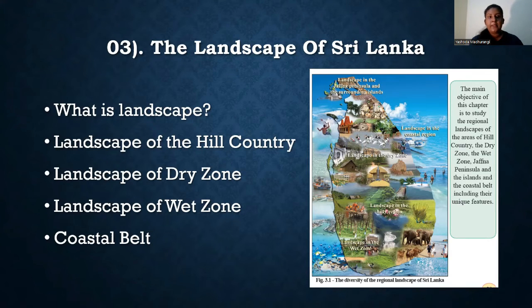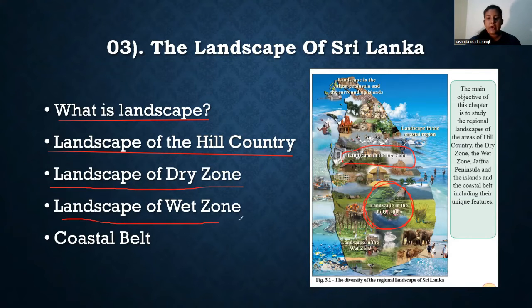So in this unit number 3, you can learn what is landscape. Look at the first point. You can learn what is landscape. Then you can learn landscape of the hill country in Sri Lanka. Look at this map. In the middle of the country, you can see hill country. What is the landscape in hill country? Then landscape of dry zone. Look at this. You can find this map in your school textbook. So we can learn about dry zone.